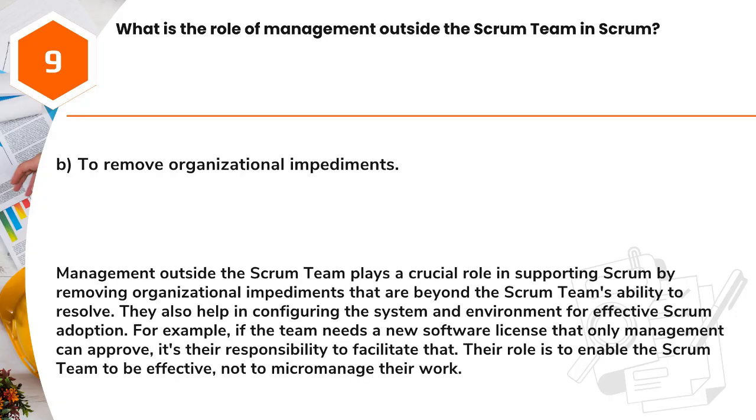Answer: B. To remove organizational impediments. Management outside the Scrum team plays a crucial role in supporting Scrum by removing organizational impediments that are beyond the Scrum team's ability to resolve. They also help in configuring the system and environment for effective Scrum adoption. For example, if the team needs a new software license that only management can approve, it's their responsibility to facilitate that. Their role is to enable the Scrum team to be effective, not to micromanage their work.